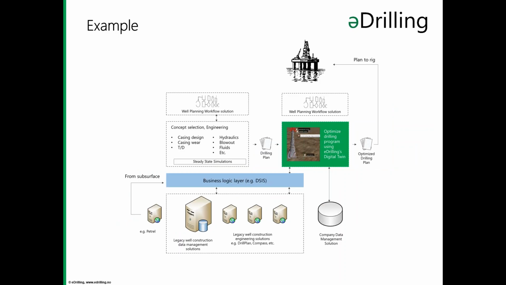This is an example from a customer designing his own workflow by using legacy software for concept selection and dynamic software, or a digital twin from us, to optimize the plan. The goal is to reduce the planning time and get the optimal plan with the possibility to replan quickly depending on the operation. In this case, we are working closely with the E&P company and the software arm of the service company to achieve these goals.